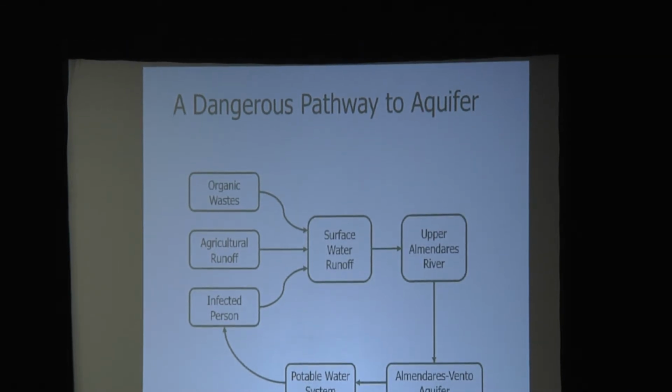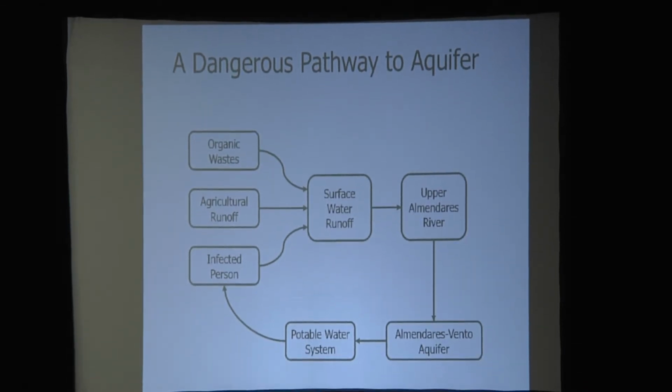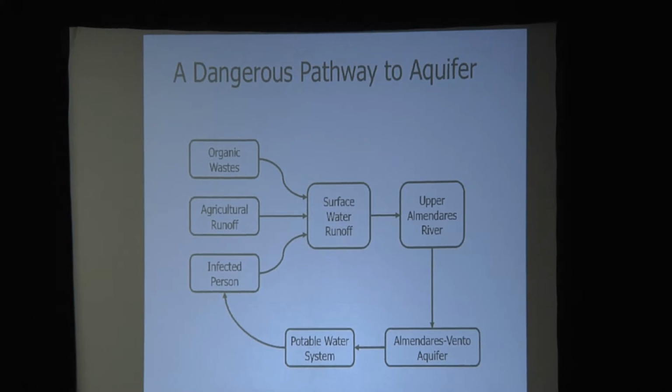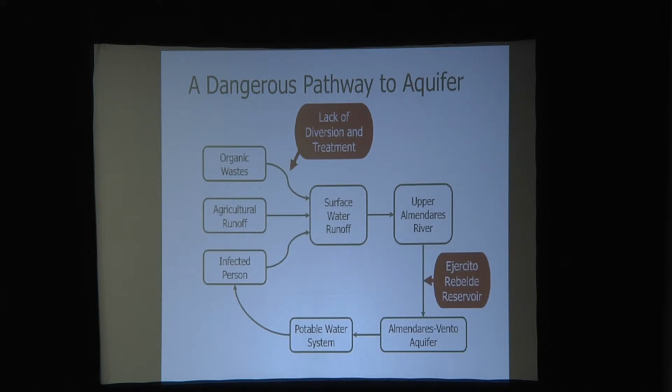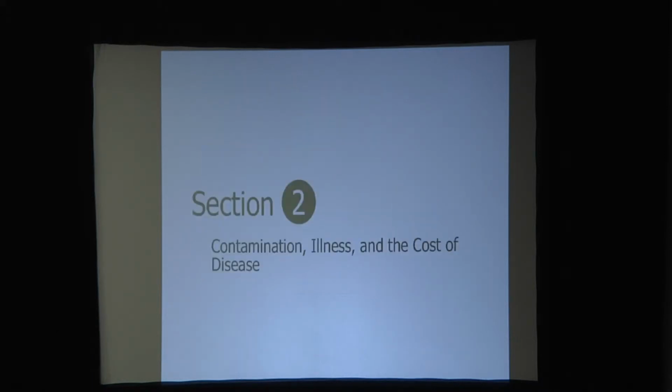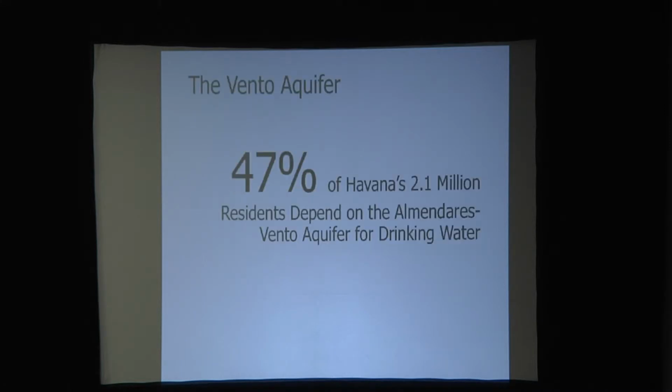And the reason why this happens in Cuba and not in the United States is there's several barriers to disease transmission which we have in the United States, which currently are not applicable to Cuba. These are, there's a lack of diversion for wastewaters, which we have here through a sewer system. There is the Ejército Rebelde, which allows surface contamination to become underground contamination. And finally, there's the lack of treatment of potable water. So now we're going to go into more of the contamination illness as well as the cost of disease.